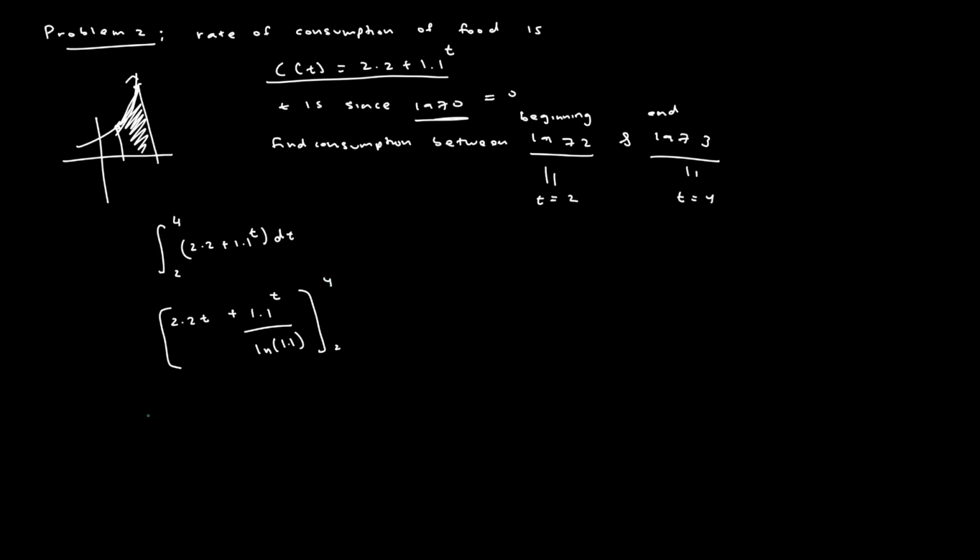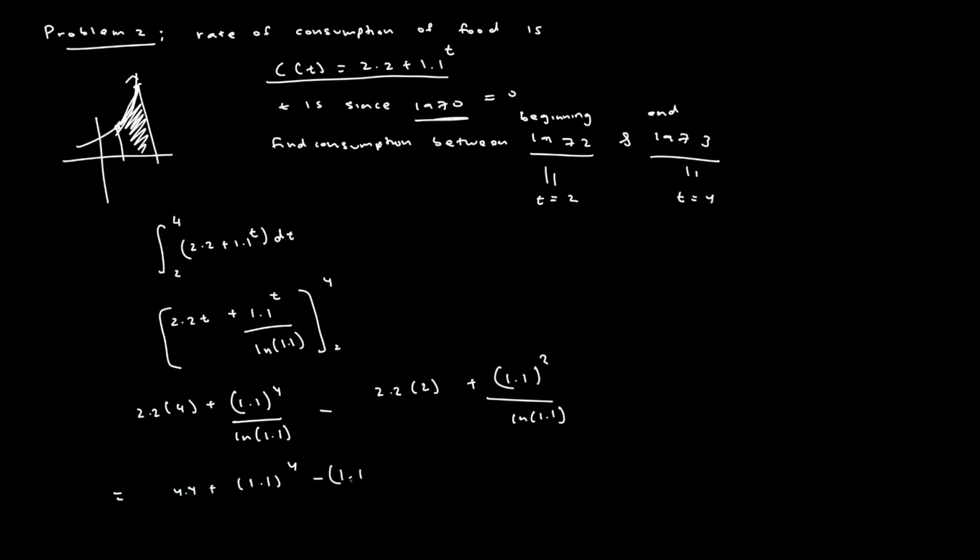So that will just be 2.2 times 4 plus 1.1 to the power of 4 divided by natural log of 1.1, minus 2.2 times 2 plus 1.1 to the power of 2 divided by natural log of 1.1. And if I were to simplify a bit, this just becomes 4.4 plus 1.1 to the power of 4 minus 1.1 to the power of 2, all divided by the natural log of 1.1. And that's the total amount of food consumed between those 2 years.